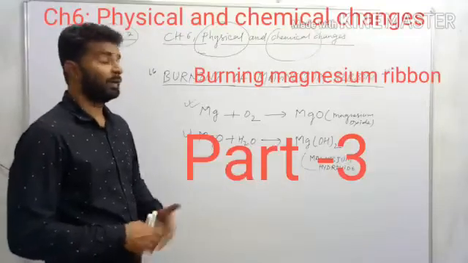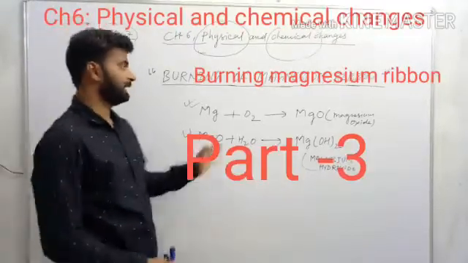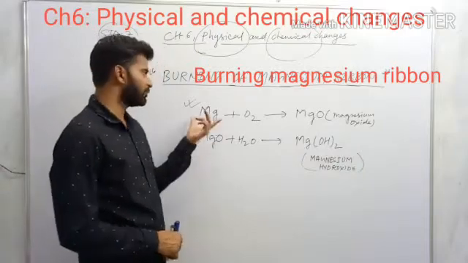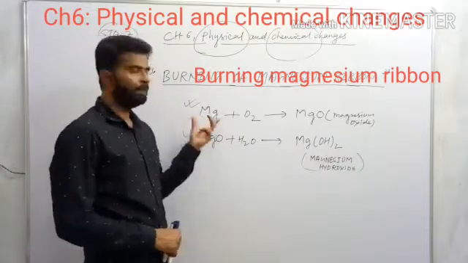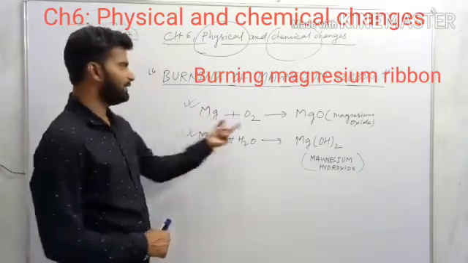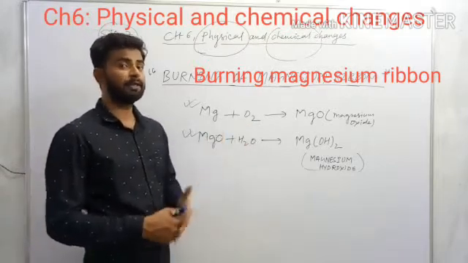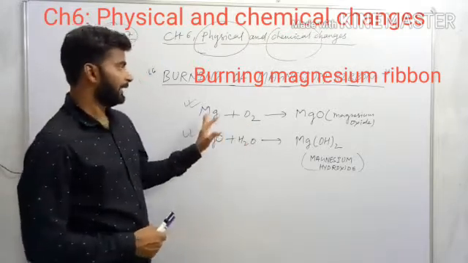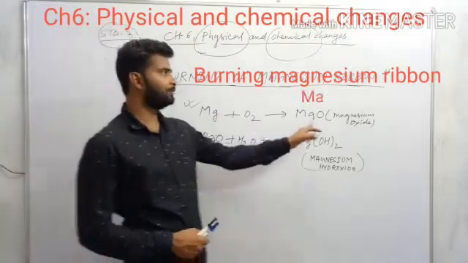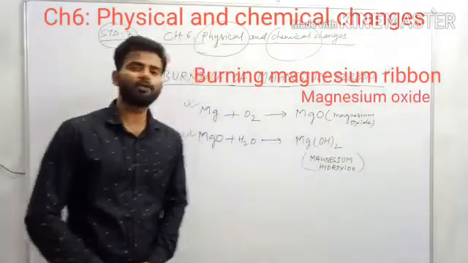Magnesium ribbon. What will happen when we burn it? Magnesium means Mg, the symbol of magnesium is Mg. Mg reacts with oxygen, which means we are burning it in oxygen. So Mg plus O2 gives you MgO, which means magnesium oxide.